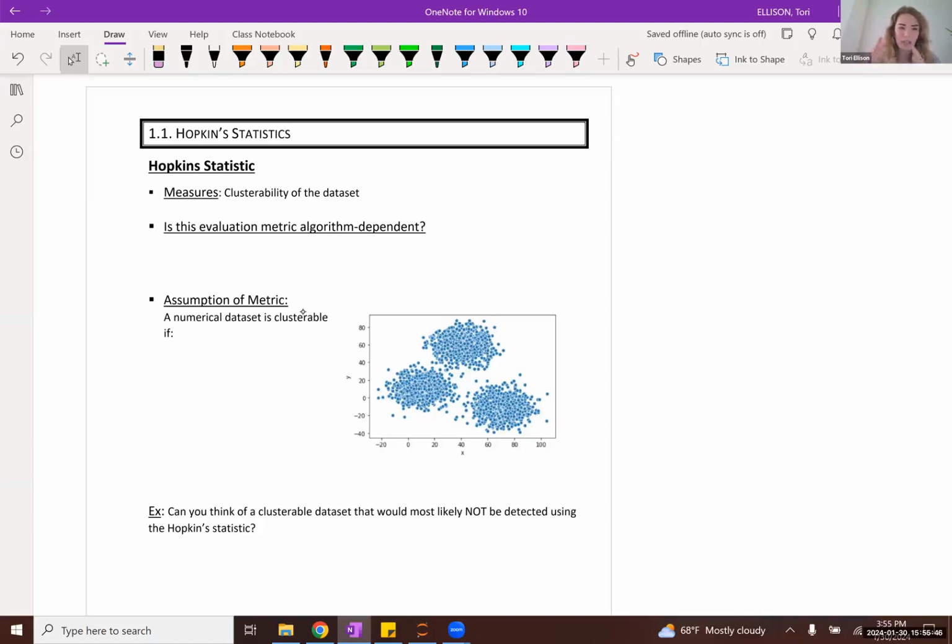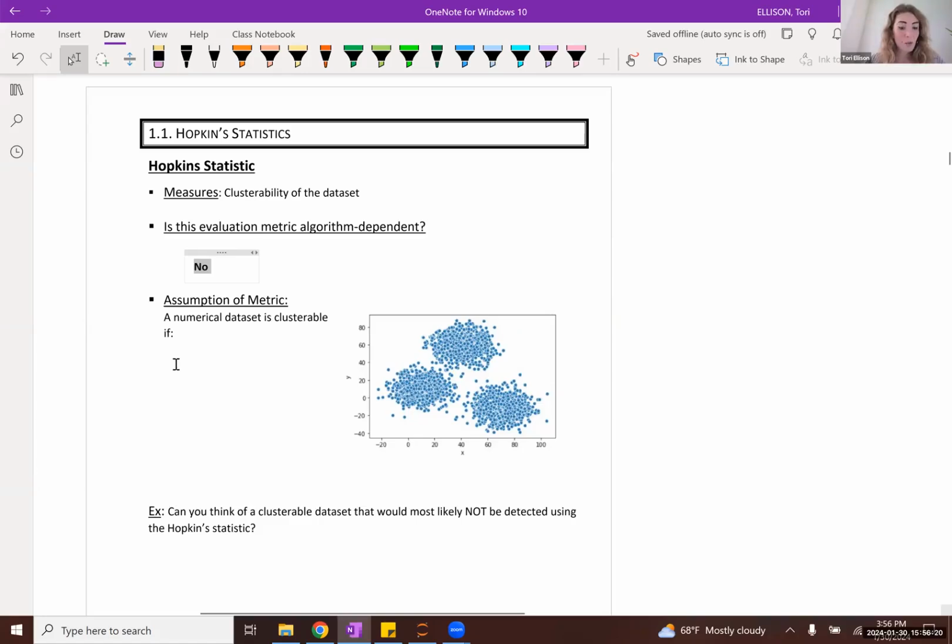So each of these definitions is going to be built upon its own particular assumption as to what it means for a data set to be, in fact, clusterable. So the Hopkins statistic is one such measure of the clusterability of a data set. And a potential nice thing is that it is not algorithm dependent. And so basically, here's the assumption that we end up using for the Hopkins statistic.